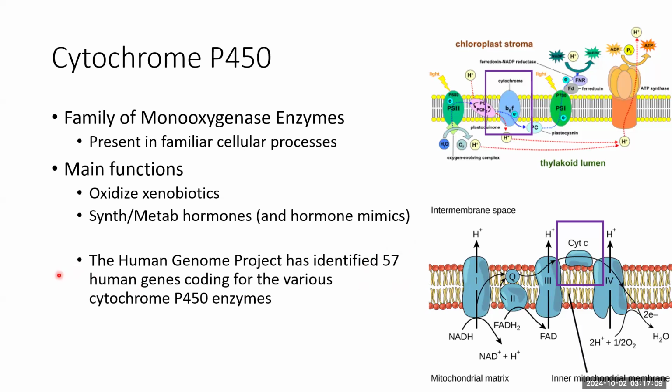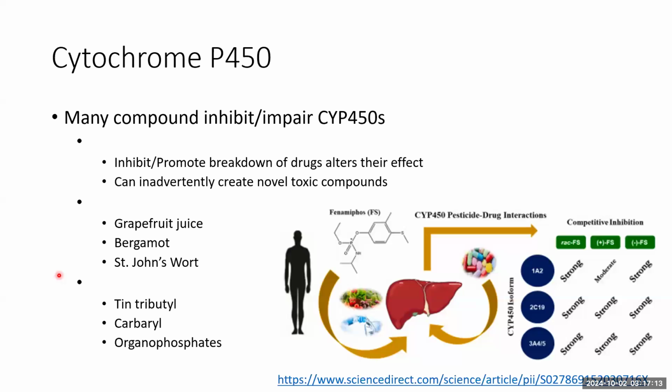All right, everybody good here? Okay. But there are lots of compounds out there that can inhibit and impair cytochrome P450s. So CY is our abbreviation for cytochrome, so that you don't have to write cytochrome every time. We just call them CYP450s.